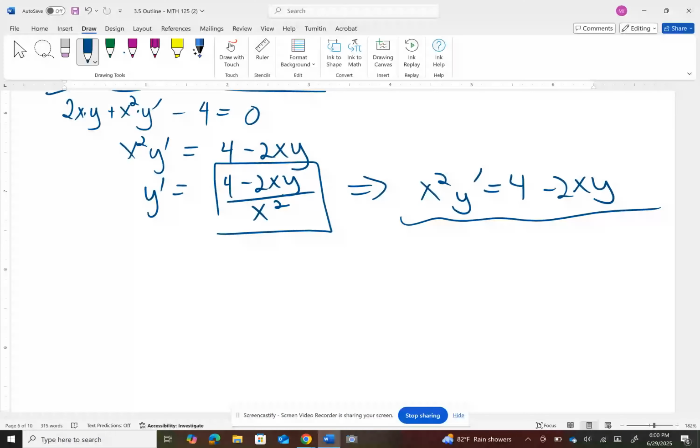So the derivative of x squared would be 2x times y prime as is, plus x squared as is times the derivative of y prime, which would be y double prime. Derivative of 4 would be 0, and then product rule again. The derivative of negative 2x would be negative 2 times y as is. And then I would have the negative 2x times the y prime there.